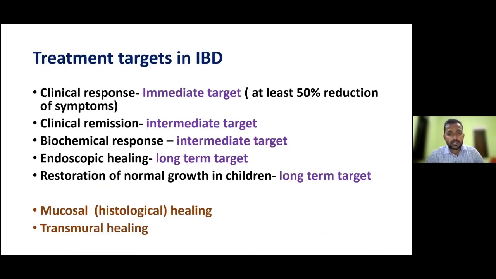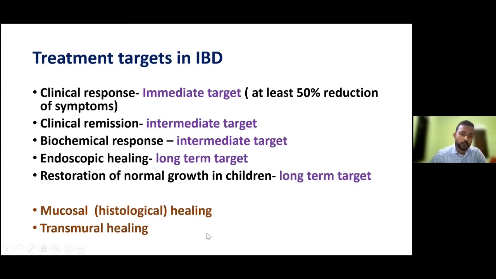We have immediate targets, intermediate targets, and long-term targets. The clinical response, defined as at least 50% reduction of symptoms, is an immediate target. And of course, we can appreciate that going to the toilet 10 to 20 times per day is not so fun. So our immediate target is to achieve a clinical response, and clinical remission and biochemical response are our intermediate targets. Endoscopic healing is our long-term target, and in children, we should try to achieve restoration of normal growth.